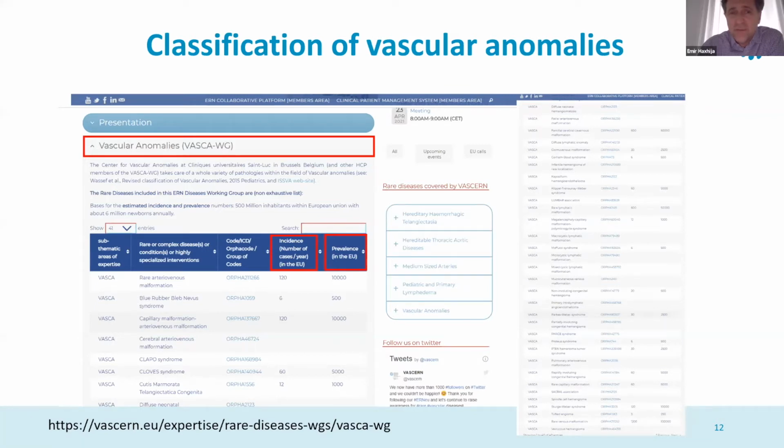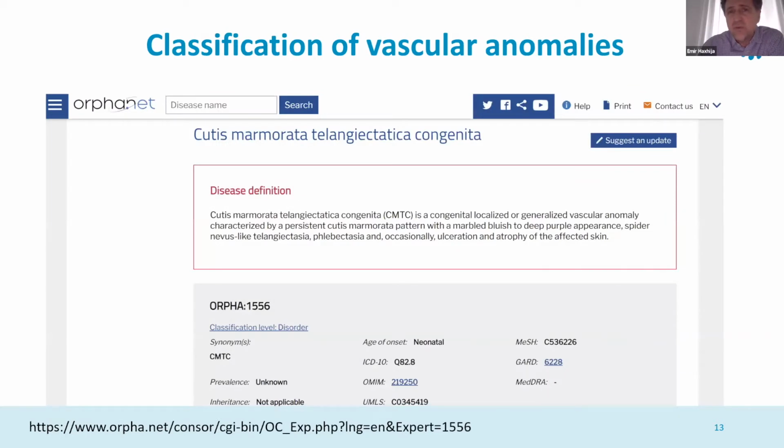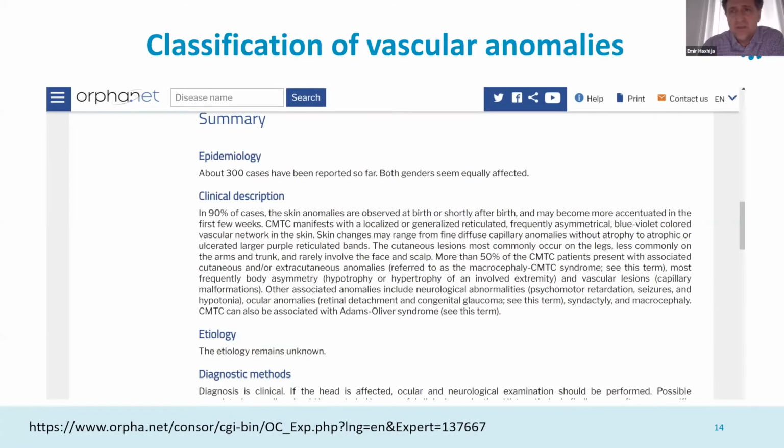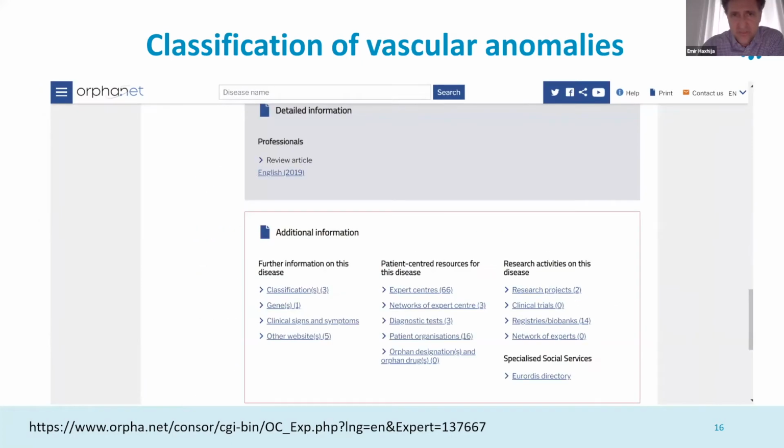Then you also have a direct link to the Orphanet website. For example, here you have cutis marmorata telangiectatica congenita. When you click on that, you go directly to the Orphanet website, where you can see the definition of this disease and a short summary, but also links to detailed information and to additional information about all these diseases.